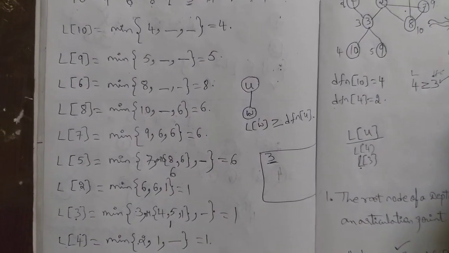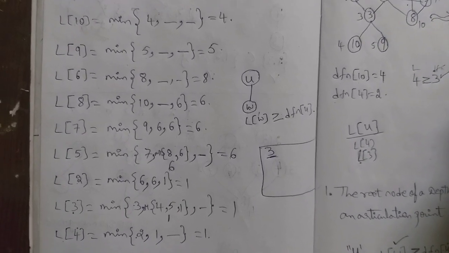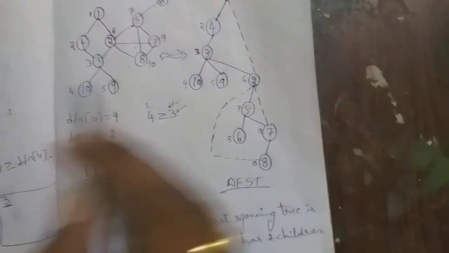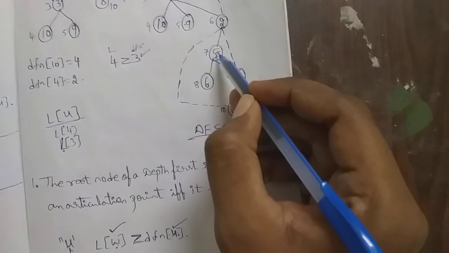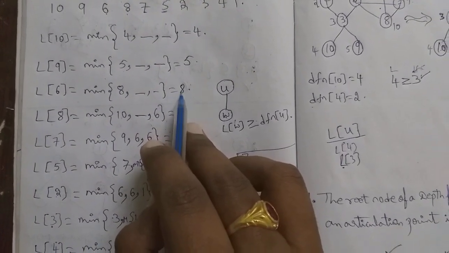Any others you have found out? Vertex number 2 is also an articulation point because the child 5 has an L value which is greater than or equal to the depth first number. For example, consider here vertex number 5, child 6. What is the L value of 6? The L value of 6 is 8.